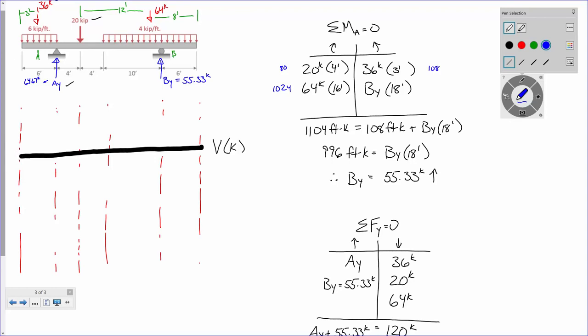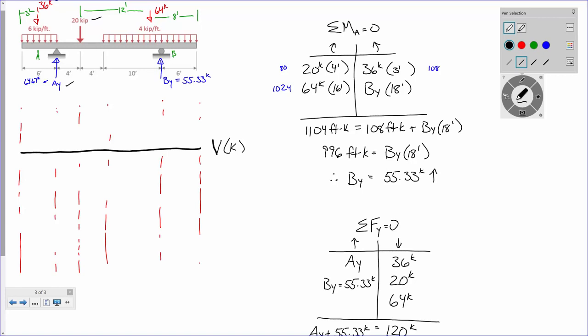So we don't draw a line through the 64 kip point? What do you mean? No, I'm just here. That black line, which is a little thick, I'm going to make it a little thinner. That black line is just the 0 on the shear diagram. That's all that is. I'm talking about your vertical lines.